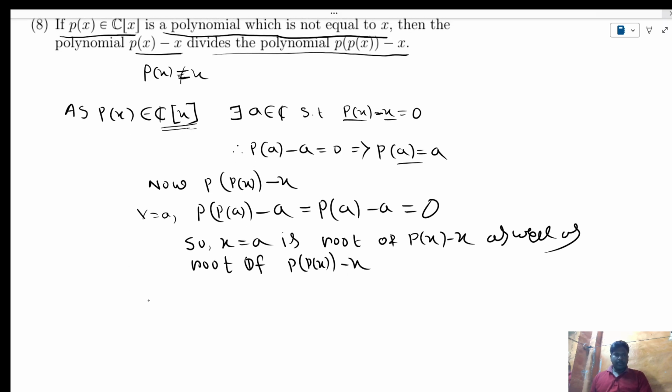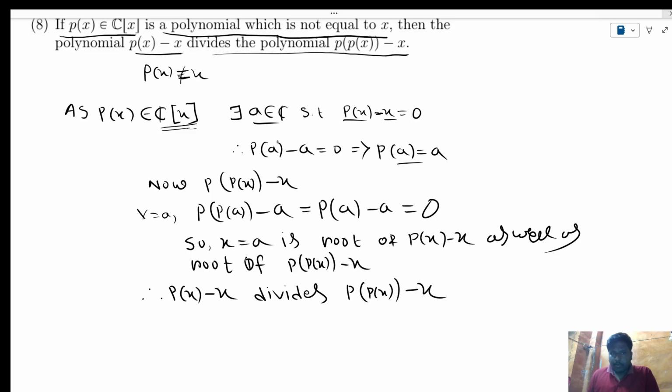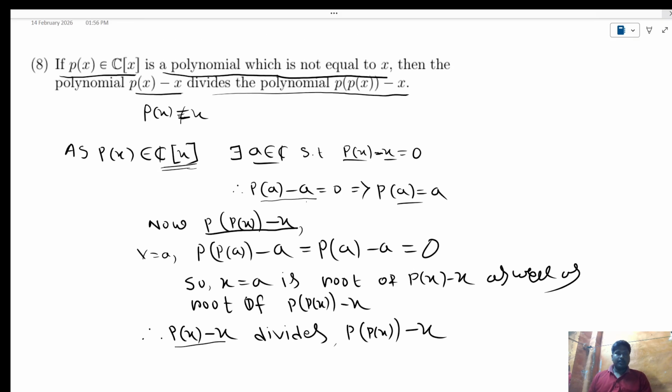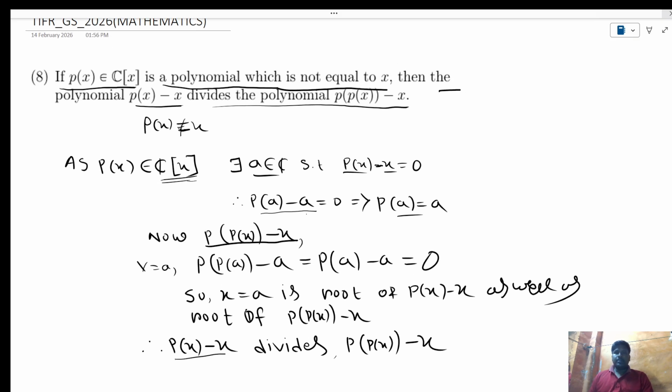Yes, obvious. Therefore, p(x) minus x divides p(p(x)) minus x. Why? Because we take a as an arbitrary point. So any arbitrary root of p(x) minus x is also a root of p(p(x)) minus x. That is why we say that p(x) minus x wholly divides p(p(x)) minus x. So the statement is true.